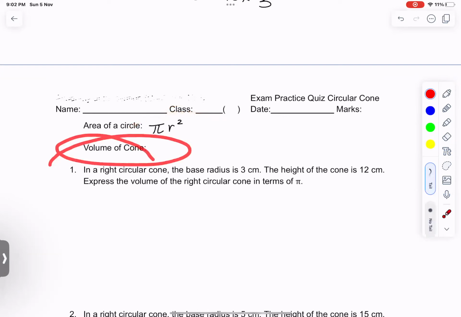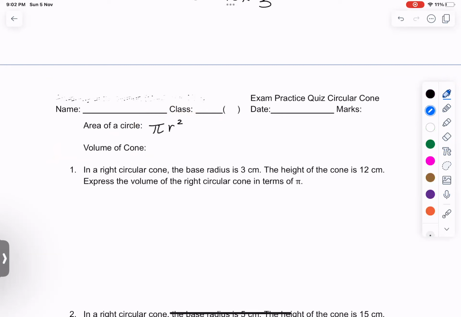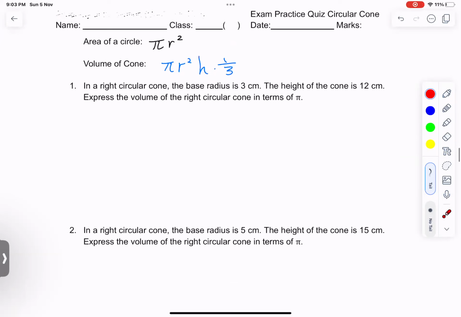Then how do you find volume of a cone? Base shape area times height times 1/3. 1/3 as well because there's a pointy face. Now this time our base is a circle. Circle area is pi r squared times height times 1 over 3. You can use a dot sign, multiply sign or anything. So, of course, let's not waste too much time and try to do the question.